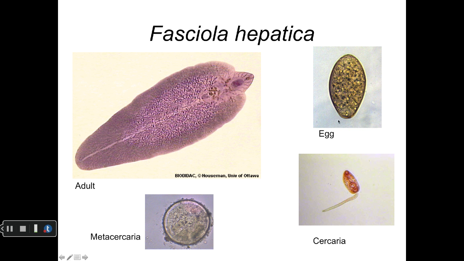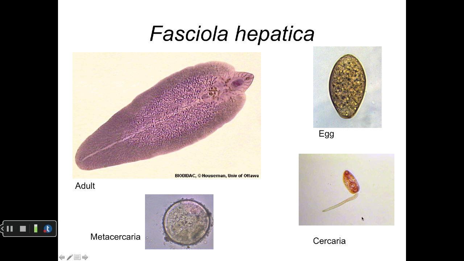The life cycle of Fasciola hepatica includes an egg stage, which you can see here. The egg is broadly oval, and it has an operculum. Sometimes it's hard to see, but it's a thin operculum that opens to release the miracidial stage. The miracidium looks quite similar to the miracidia of other digenetic trematodes, such as the schistosomes that we just studied.